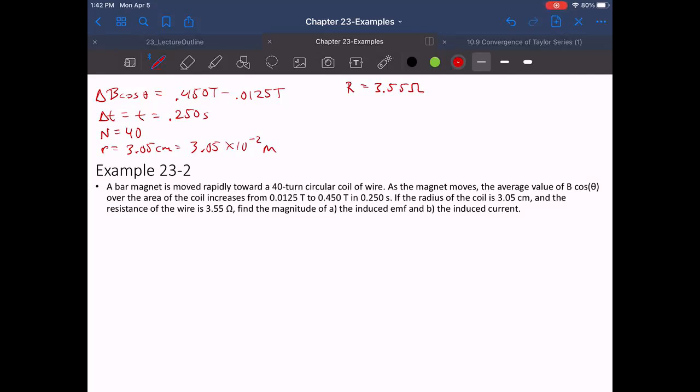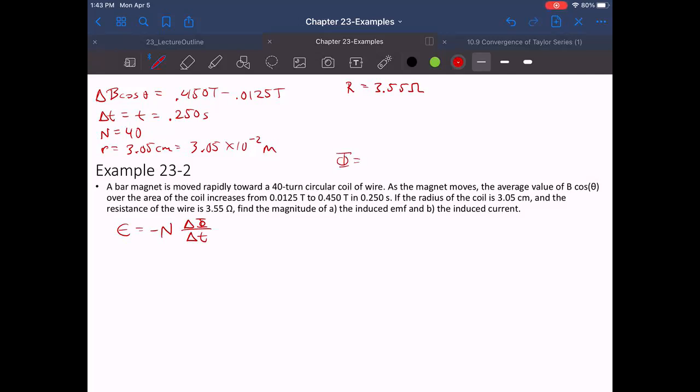So, induced EMF. Who remembers? What does it equal? Rate of change of flux, right? Just like that.